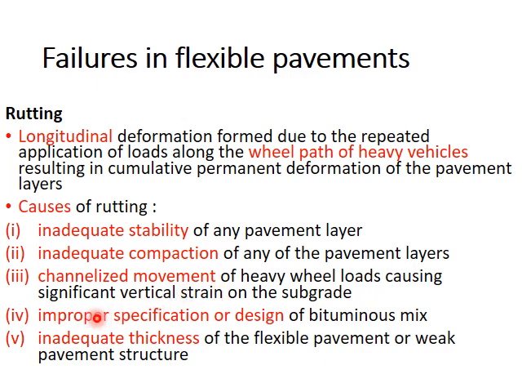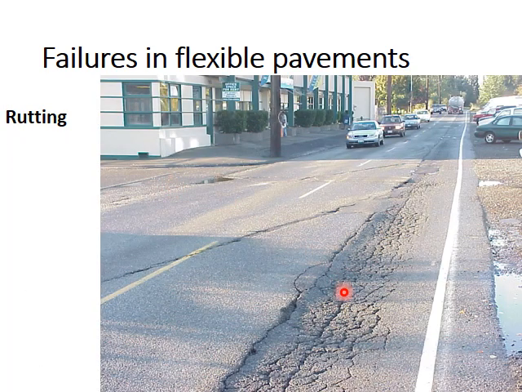Then also due to improper specification or design of bituminous mix, and also inadequate thickness of the flexible pavement to sustain the heavy wheel loads. So here you can see an image of rutting, that is along the longitudinal direction there is a depression or channel formed, and you can see at the end of the road a truck is moving along the same wheel path. So this is the longitudinal deformation, which is called rutting, which is usually found along the wheel path of heavy vehicles.